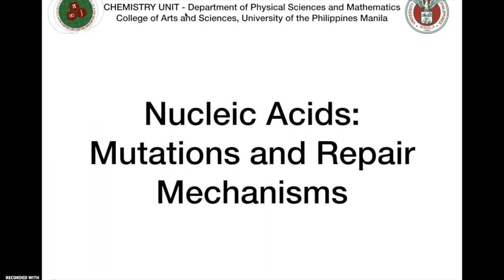So for today's topic, we'll be discussing mutations in the DNA and some mechanisms prokaryotes and eukaryotes employ to repair them. Some repair mechanisms have already been discussed in the central dogma, such as the proofreading capability of the DNA polymerase III, but here we'll be tackling the other mechanisms.